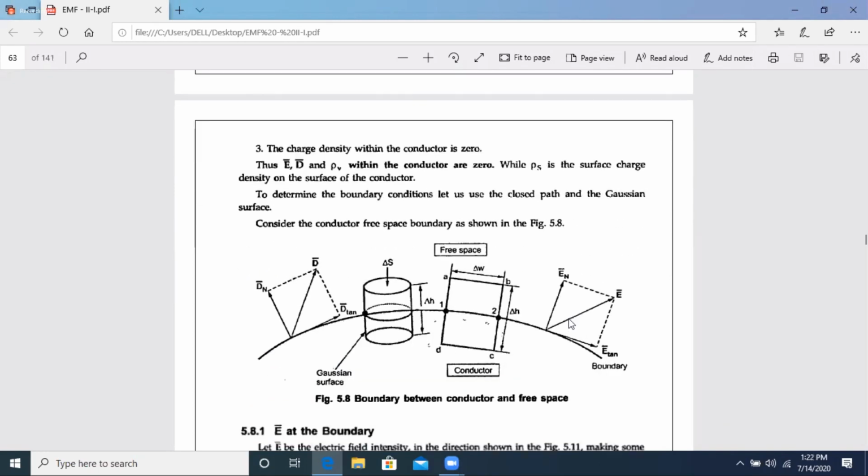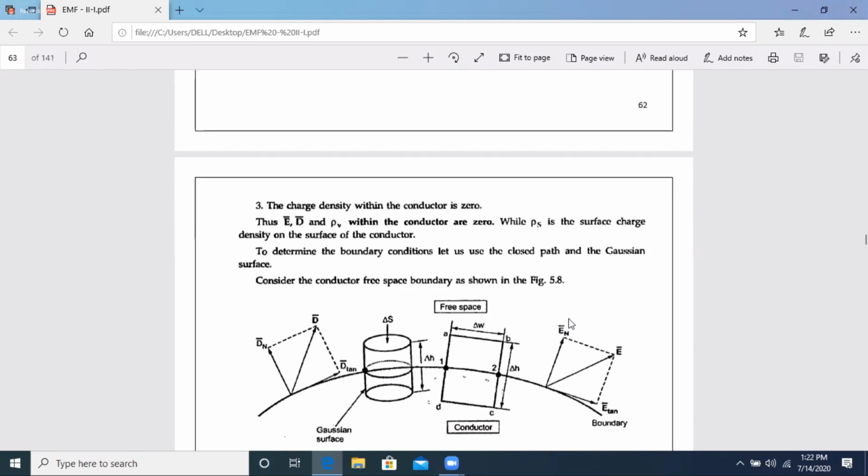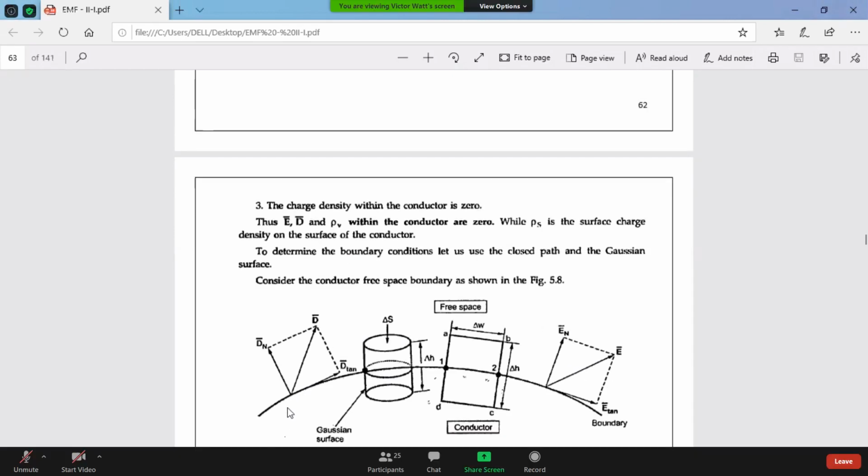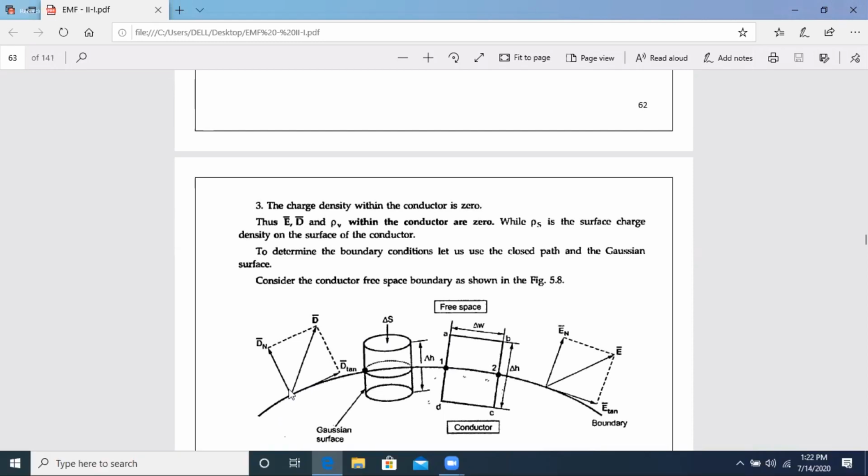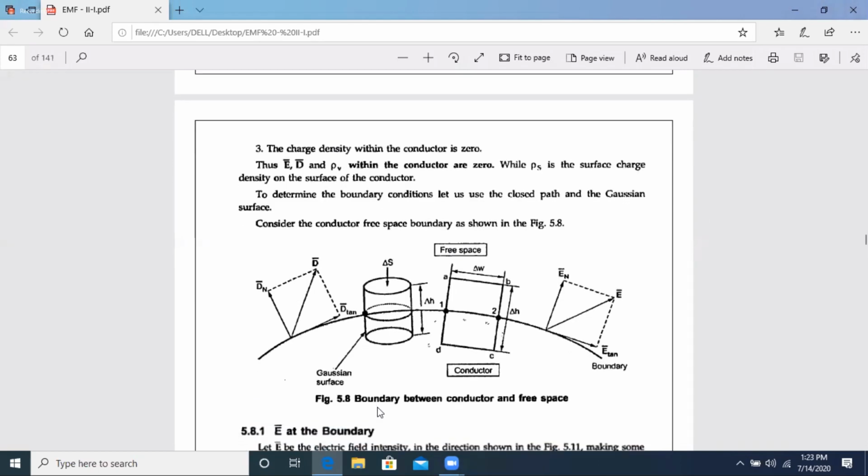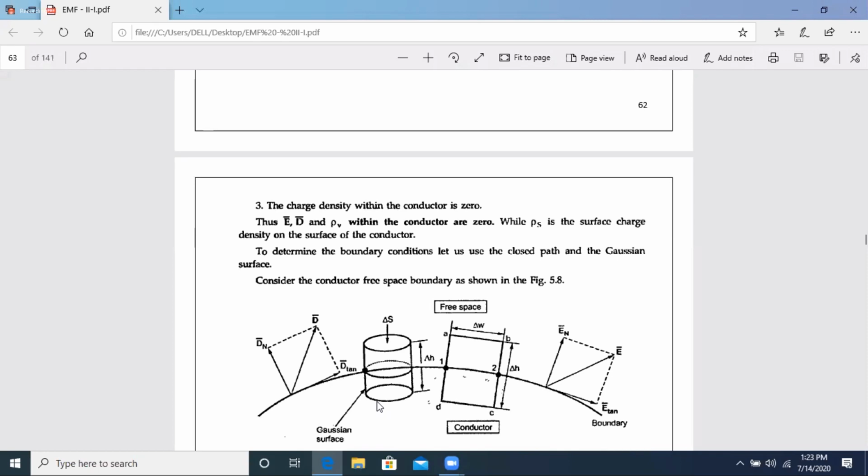Now let us look at this figure. Here we have your electric flux or your electric field. We are resolving it into a normal component and a tangential component. Let us do a little math.